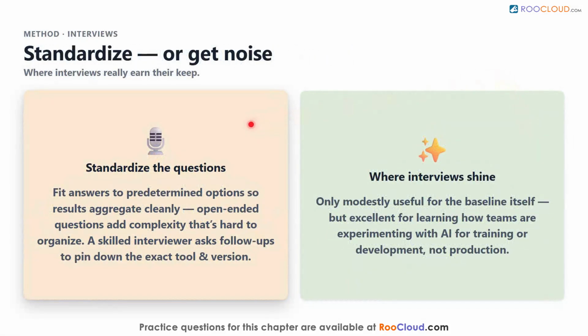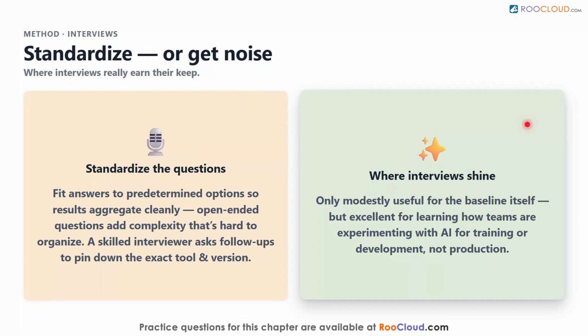Interviews are the other method, and here the questions must be standardized, or you end up with incomplete, unusable responses. Fit answers to a predetermined set of options so the results can be aggregated cleanly, because open-ended questions add complexity that is hard to organize. A skilled interviewer also asks follow-up questions to pin down exactly which tool and which version someone means, and then groups similar answers together. Interviews are only modestly useful for the baseline itself, but they shine when learning how teams are experimenting with AI for training or development rather than for production.